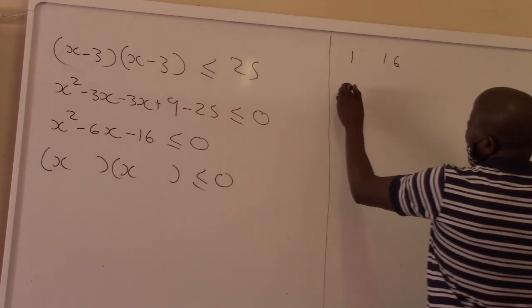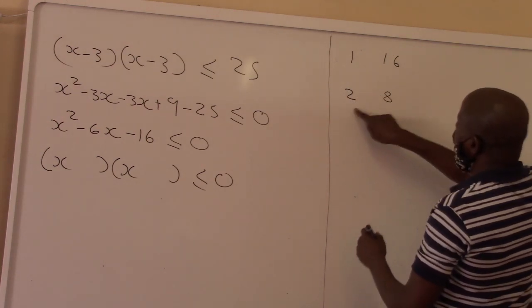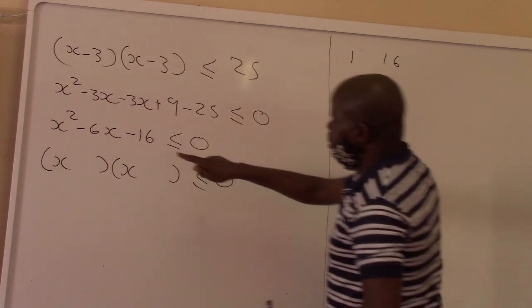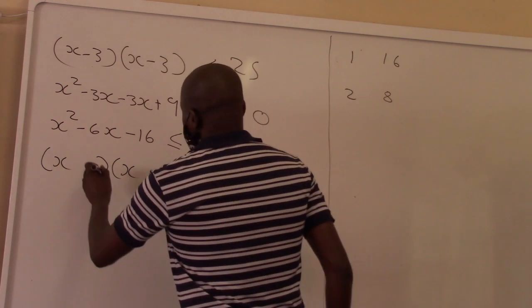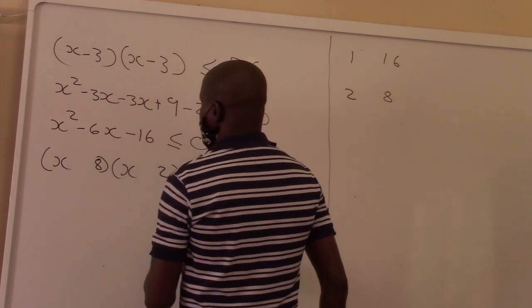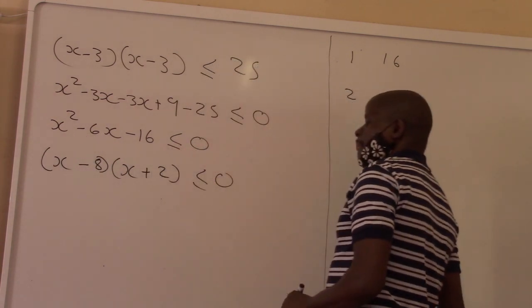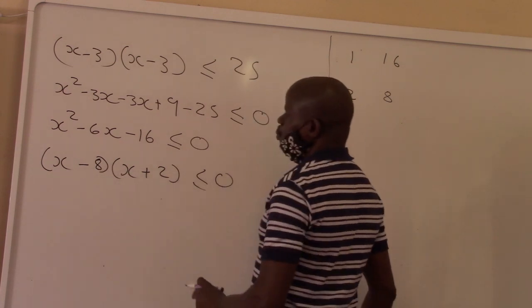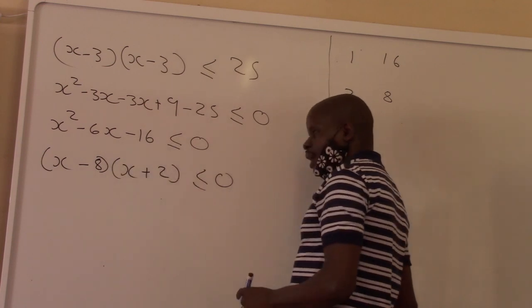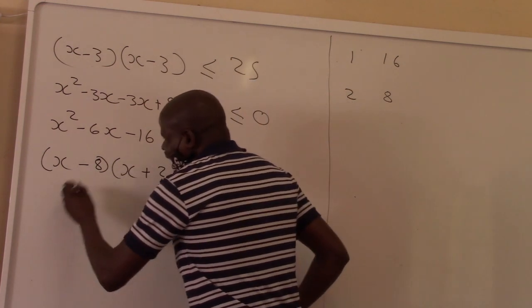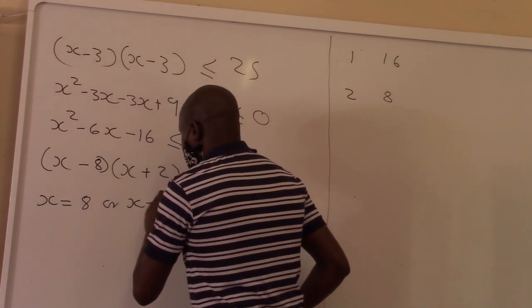Then we come to 2 and 8, and then 4 and 4. But 2 and 8, 8 minus 2 is 6. So we have found the factors that we need here: 8 and 2. Because of the negative there, it's negative here and positive here, because 8 is bigger than 2, so the bigger one takes the sign of the middle term. Then our critical values are x equal to 8 or x equal to negative 2.